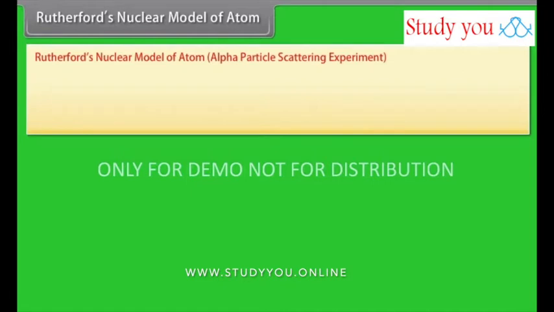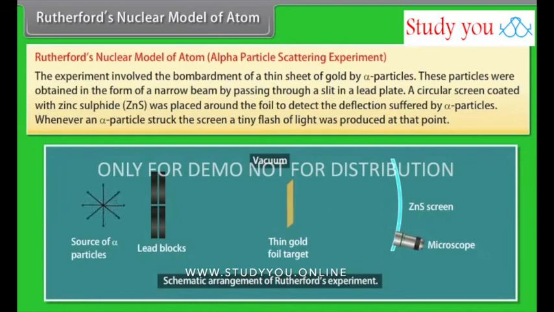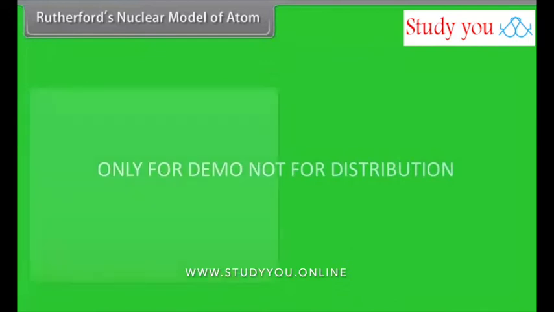Alpha particle scattering experiment. The experiment involved the bombardment of a thin sheet of gold by alpha particles. These particles were obtained in the form of a narrow beam by passing through a slit in a lead plate. A circular screen coated with zinc sulfide (ZnS) was placed around the foil to detect the deflection suffered by alpha particles. Whenever an alpha particle struck the screen, a tiny flash of light was produced at that point.